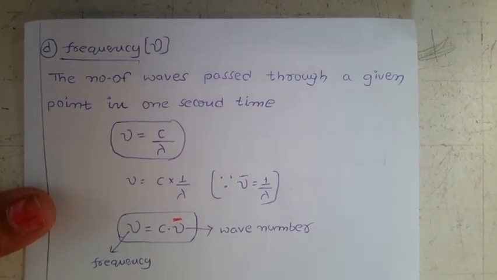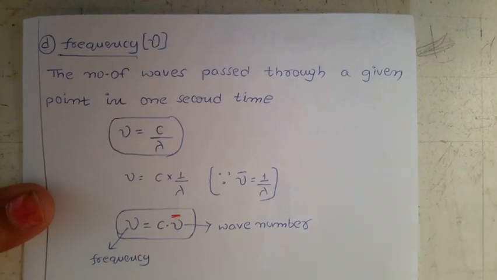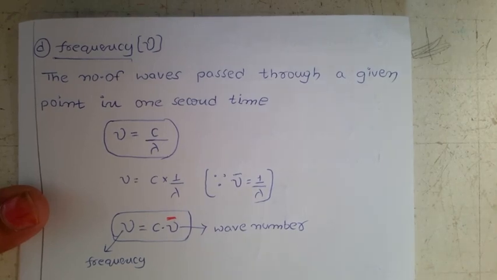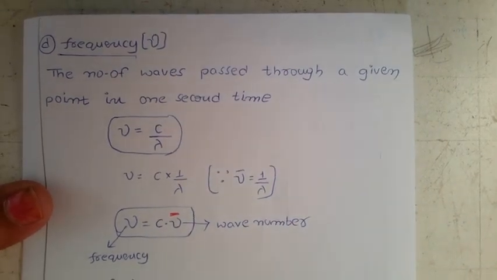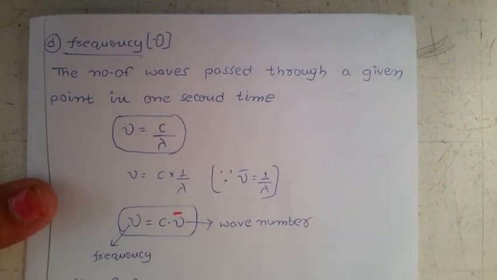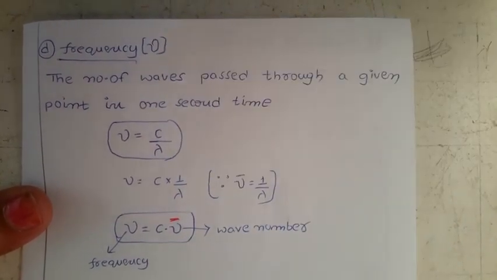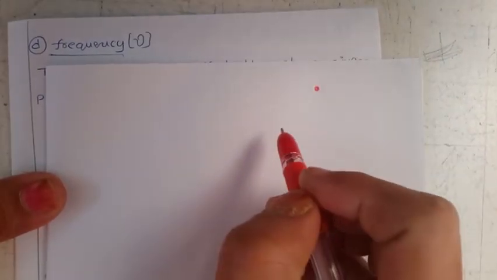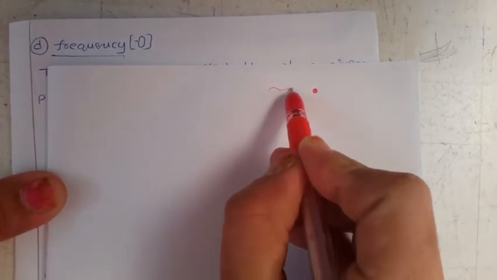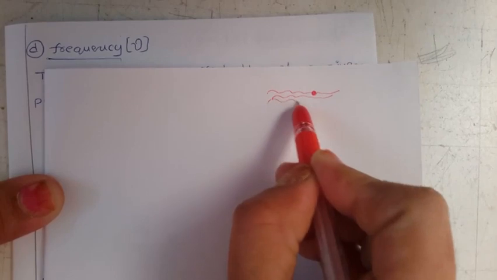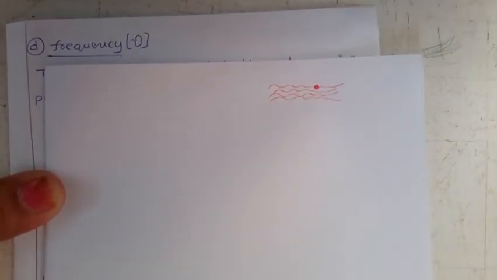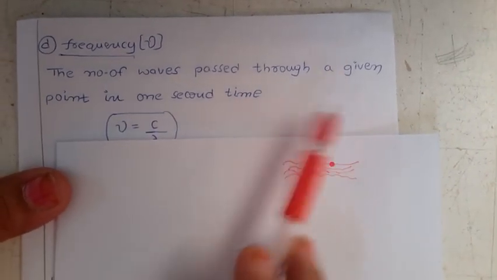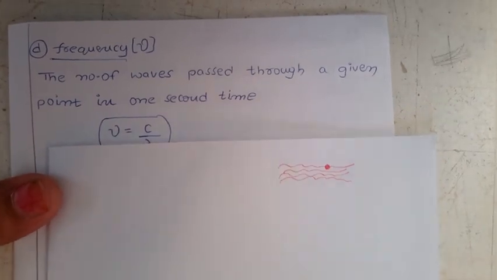For example, what is the frequency definition? The number of waves passed through a given point in 1 second. For example, here I am assuming we have one point, and I am taking the time as 1 second. Now in 1 second, at this point, how many waves are passing? That number is called frequency. The number of waves passed through a given point in 1 second is called frequency.